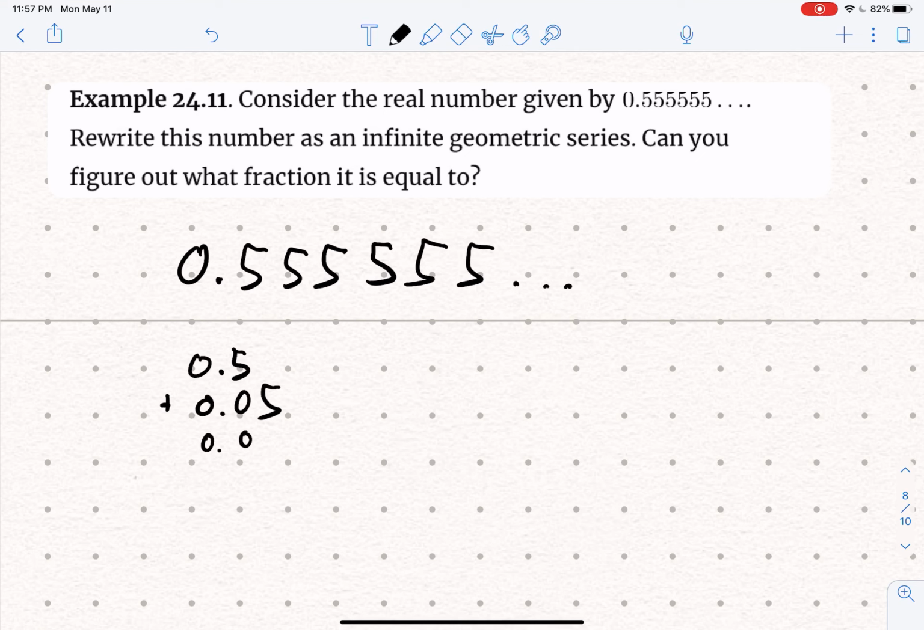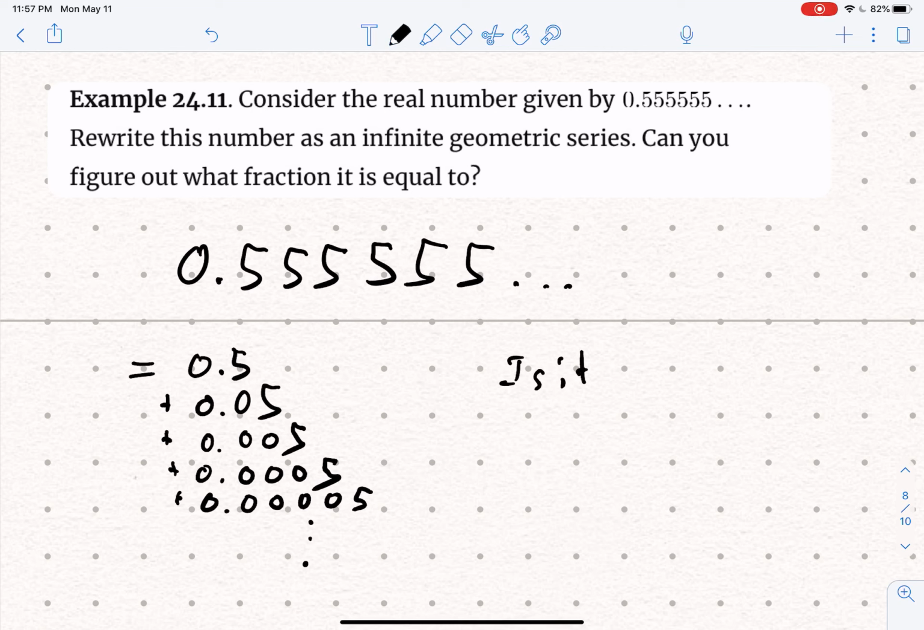And then 0.005, and then 0.0005, and then 0.00005, and etc. And if we add all of these up, we get this decimal number, 0.55555, repeating to infinity. Okay, so that number, 0.55555, is equal to this, and this is now written as a sum. Question, is it a geometric sum?